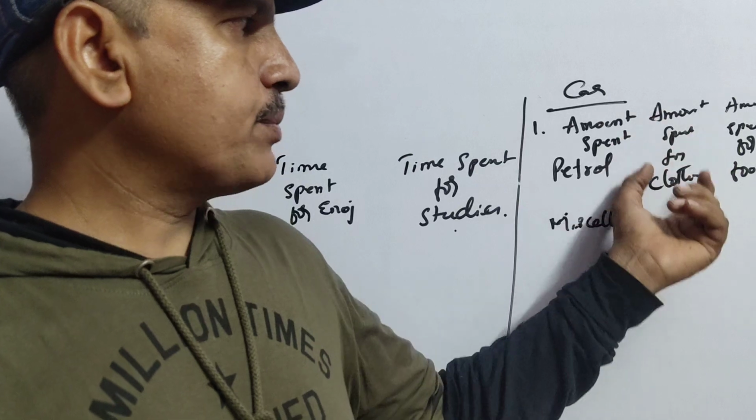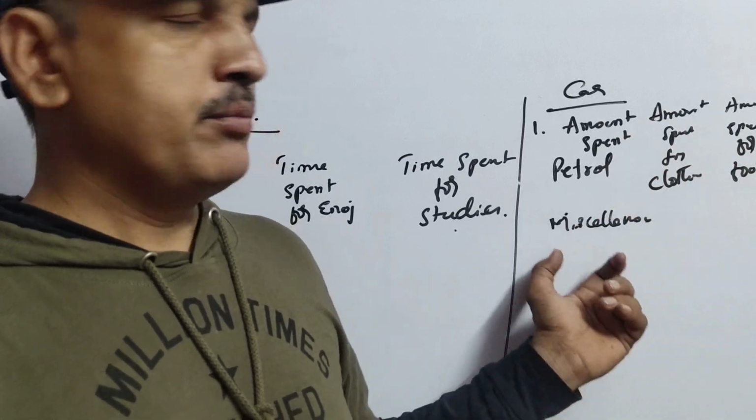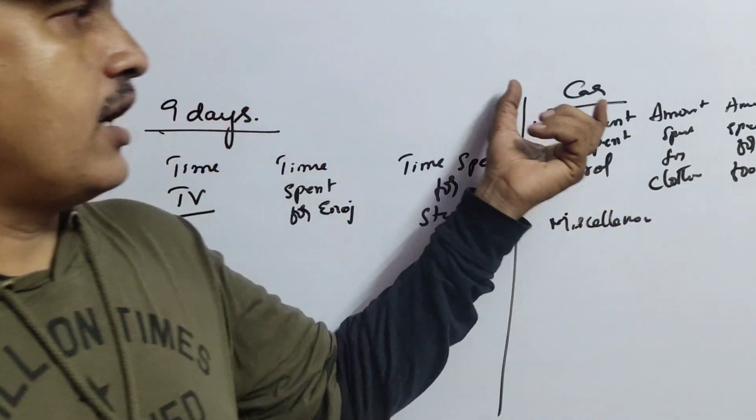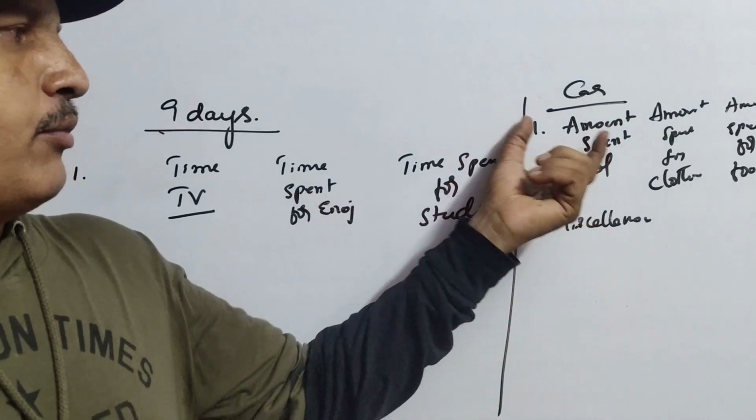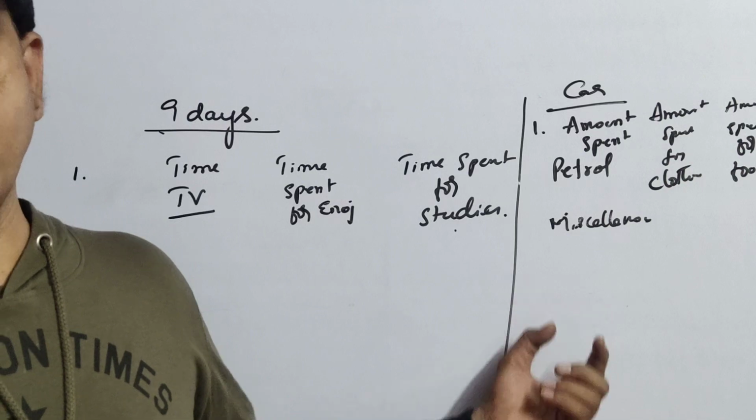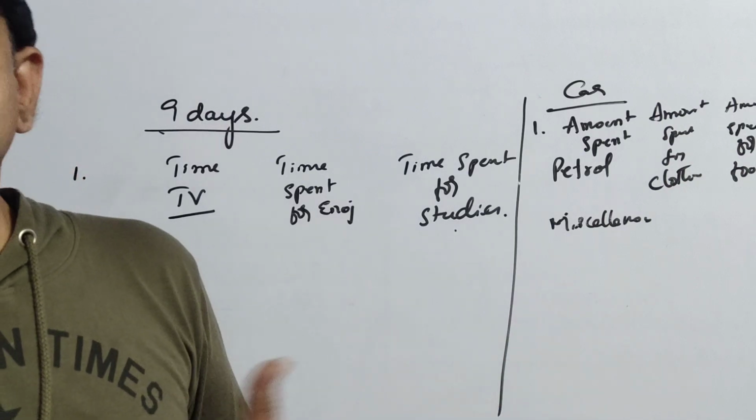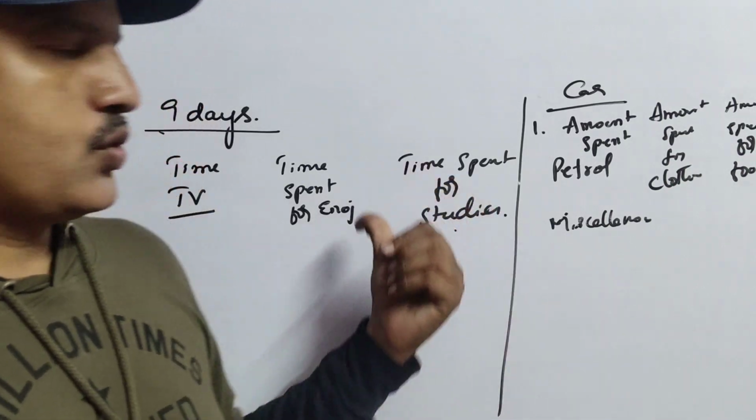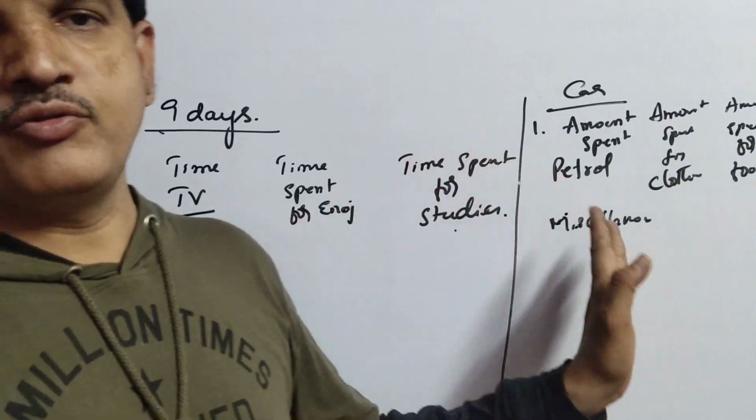Same, amount spent for clothing, amount spent for food, miscellaneous are the same. Only the car column is different, and the remaining is amount spent for traveling. Say first day, amount spent for traveling; second day, amount spent for traveling; third day, amount spent for traveling. If you did not go anywhere, this one. Okay, for 1 day also no problem if you write.